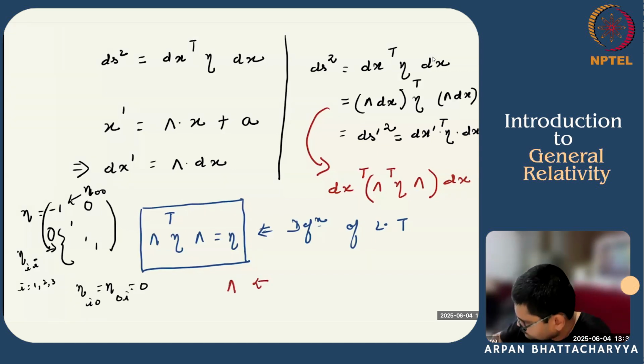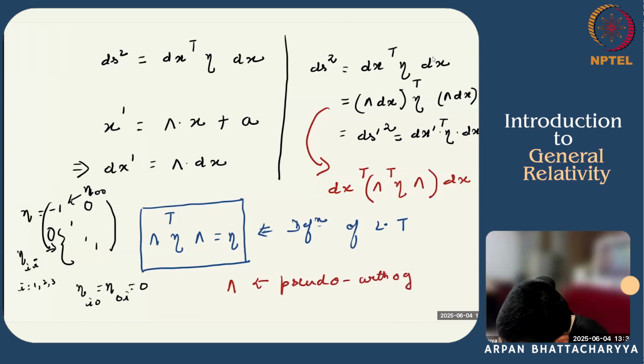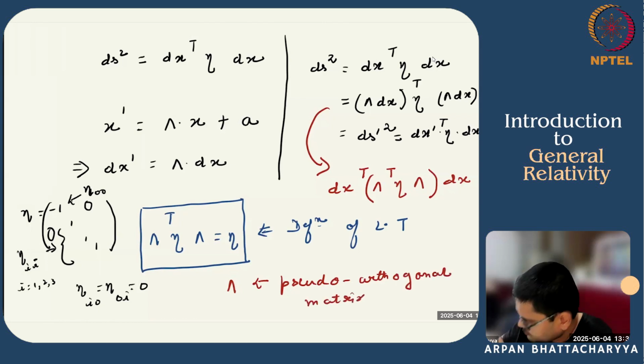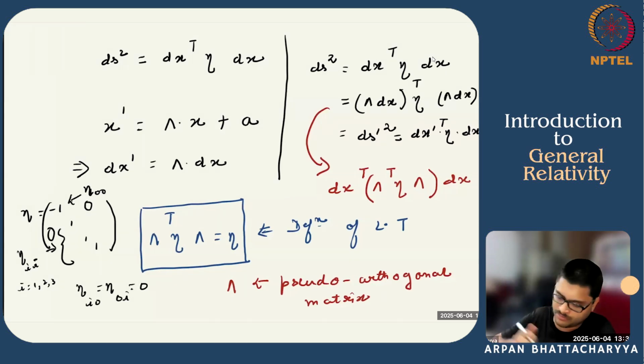Rather, we call these matrices which satisfy this relation, that is, the Lorentz transformation matrices, pseudo orthogonal matrices. Lambdas are pseudo orthogonal matrices. Now, we will show that if you consider all possible Lorentz transformations defined by this relation, they satisfy the properties of a group, and we call that the Lorentz group. So let's try to show that explicitly.